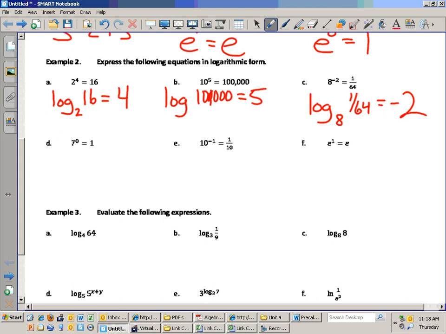Why don't you see if you can do D, E, and F? Quick try to punch out D, E, and F. See where you get.